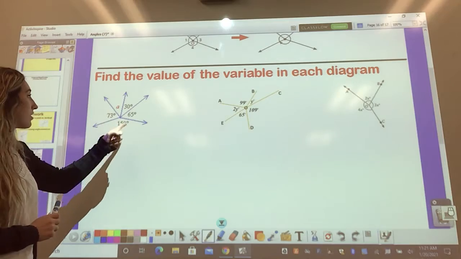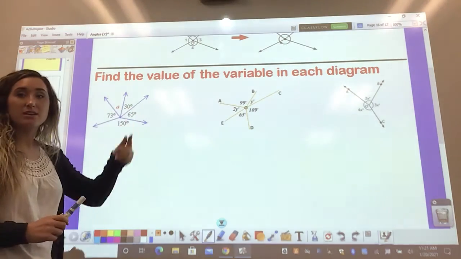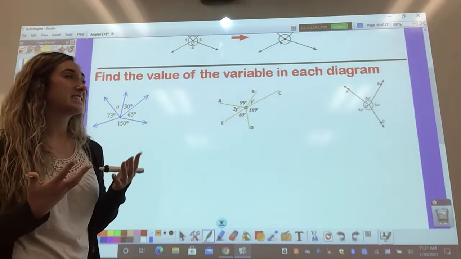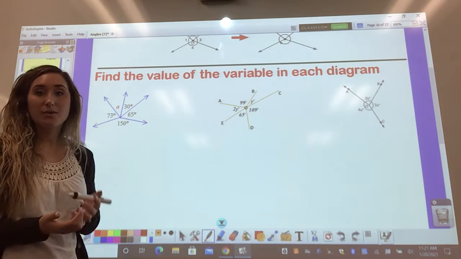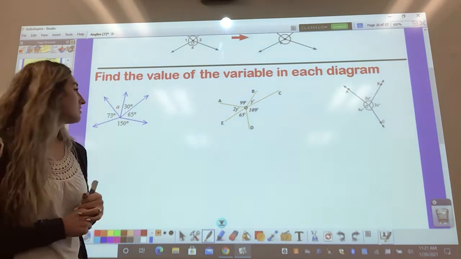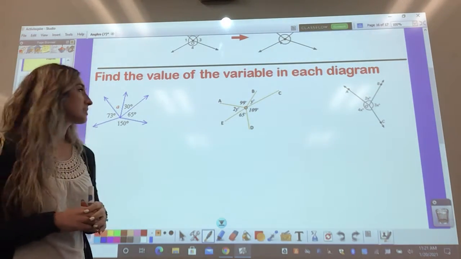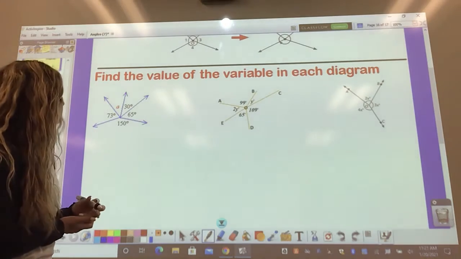So this one, we're given all of the angles except this one. So kind of like when we started with complementary and supplementary, we don't really need to set up an equation per se. We can kind of just do the calculations. You could set up an equation, and maybe I'll show you both ways, but it's not necessary.